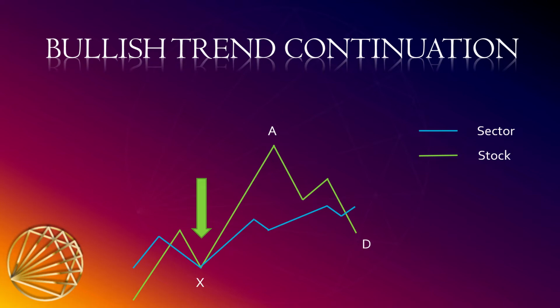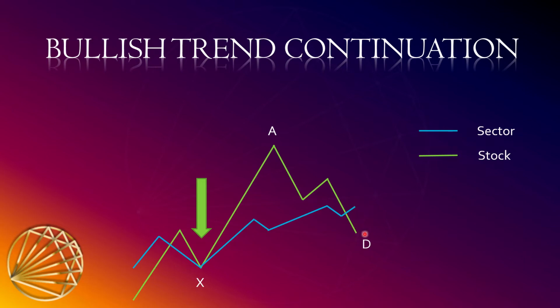All right, so what we want to do is display our regular price data from our individual stock, and that's the green line here. And then we want to overlay the sector data on top. The important point, and I'll show you this on the next slide, an example in the charting program Market Analyst, is that we want to anchor the sector data here at X. And you want to determine where the sector lies in relationship to the D point.